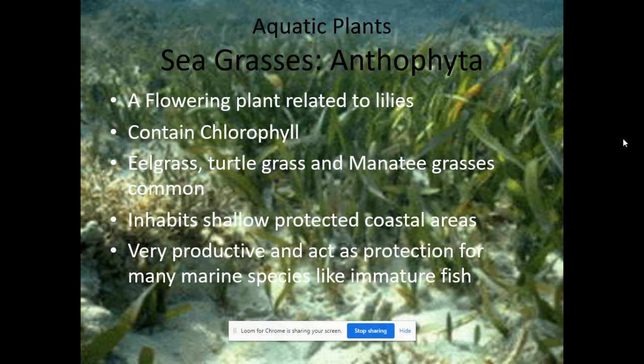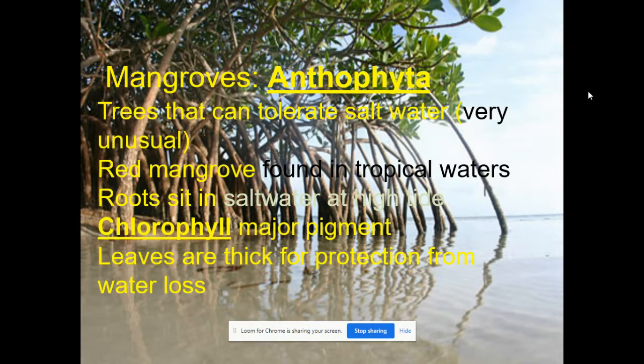They inhabit shallow areas and protected coastal areas. They are very productive, so they're going to grow pretty quickly. And they act as protection for marine species like immature fish. So it's like the nursery area for fish. They'll go in here and have their babies, and that's because there's normally a lot of food present, and the babies have a place to hide from predators.